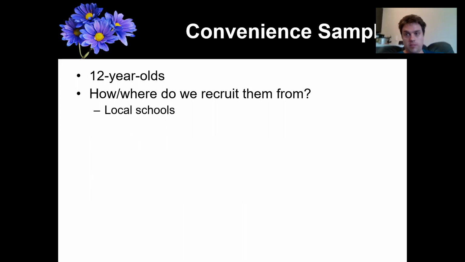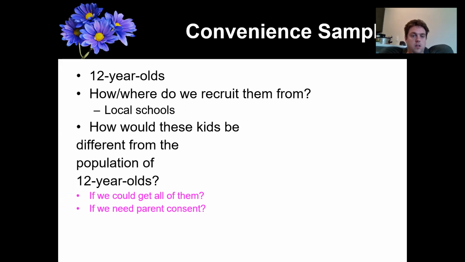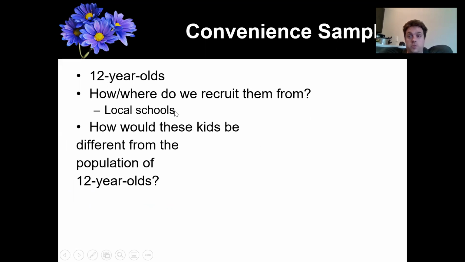So for example, if you were to ask, well, you have to actually ask their parents. We'll get to that later. But if you were to get 12-year-olds from a school to do your study, how might they be different from the general population? Well, it could be lots of things, right? You could be missing out on students who are homeschooled, right? Maybe you're missing out on the kids who skip school, right? Could be a lot of factors there.